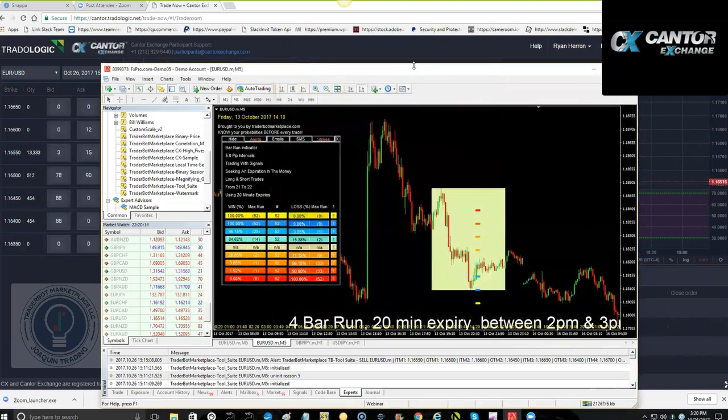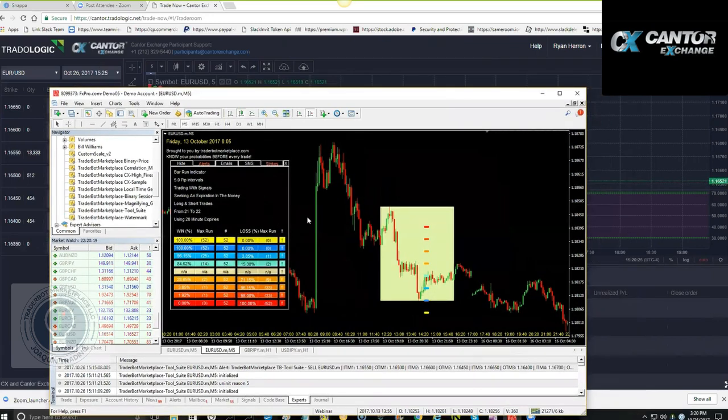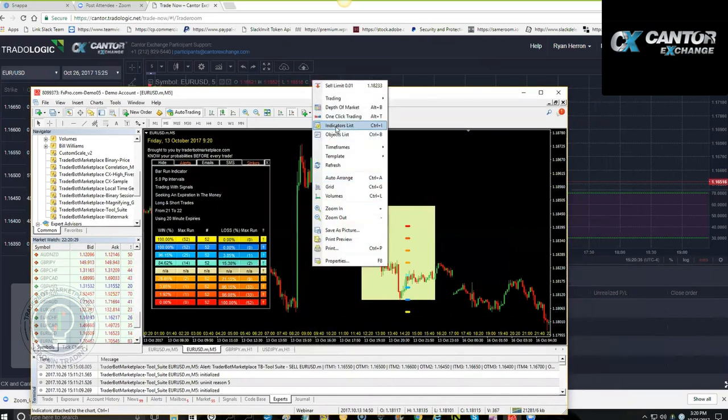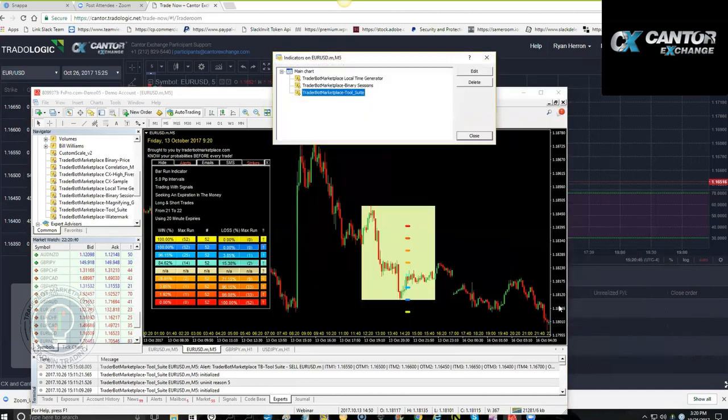Now, if you're looking at this, you can always keep 2 windows open. You can keep the tool suite open for signals or whatever, and you can keep the Cantor Exchange platform open to trade on. Now, with this signal right here, these strikes are, how far apart are they? They are 5 pips apart, which coincides with the exact strikes on Cantor Exchange over here. They're 5 pips apart. These are 20-minute expiries.